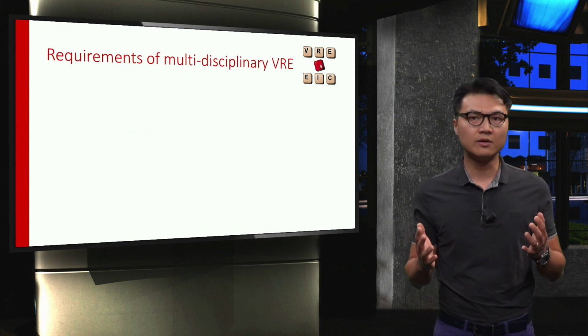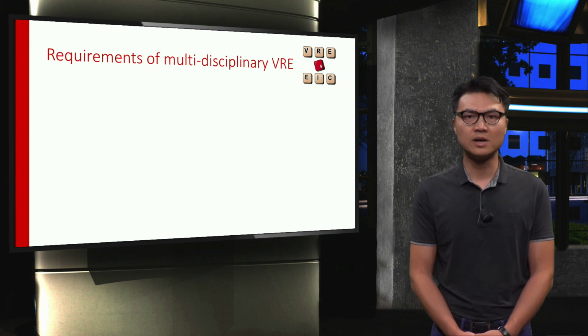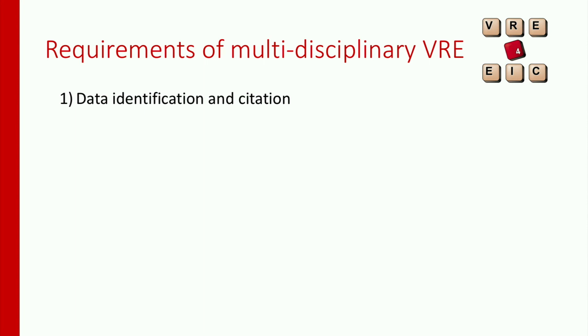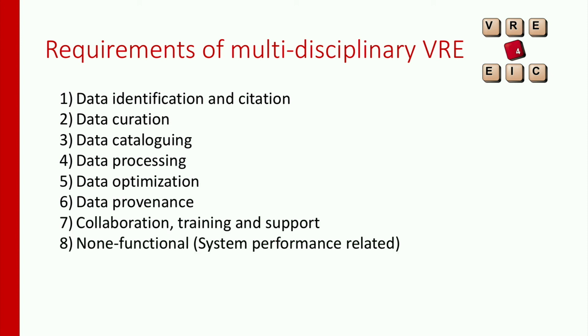After interviews with researchers, investigating the project reports, and analyzing several multidisciplinary VREs or ERIs, we have created a list of requirements for the development of multidisciplinary VRE, containing 9 categories of requirements, namely data identification and citation, data curation, data cataloging, data processing, data optimization, data provenance, collaboration, training, and support, and non-functional requirements, security, privacy, trust, and legal requirements. I will explain each of them in the following slides.